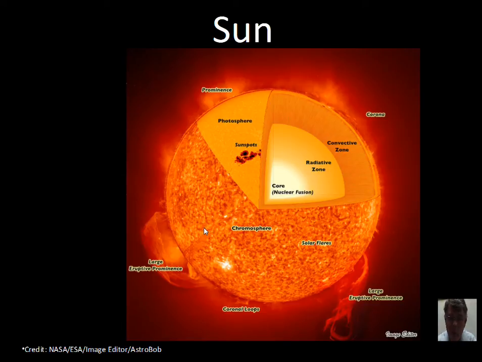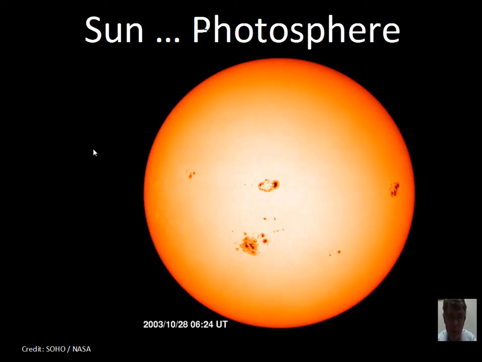And we get to the photosphere, the part of the sun that we can see. There are two more layers of the sun to discuss: chromosphere and corona. The chromosphere is right above the photosphere. The corona is above the chromosphere. So let's start taking a look at the features here.